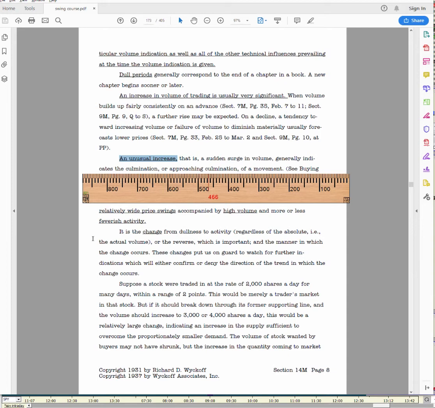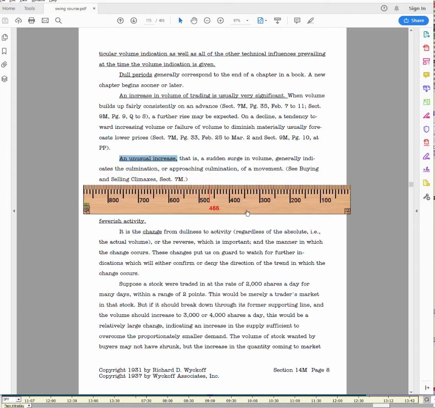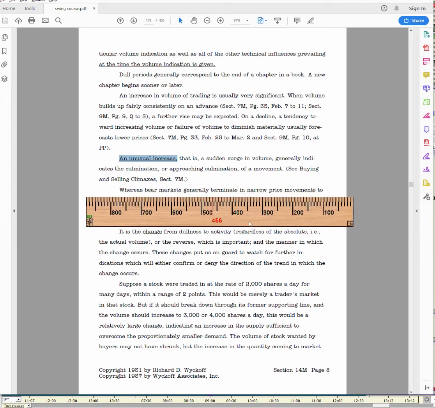This is very important. So what does culmination mean? It means all of a sudden you have one spike. So you have volume, could be low volume, could be moderate volume, but let's say price continues to go, and then bang, you have high volume that's sudden. That is the culmination of a movement. See buying and selling climax in 7M. You know how many times I've gone through this?